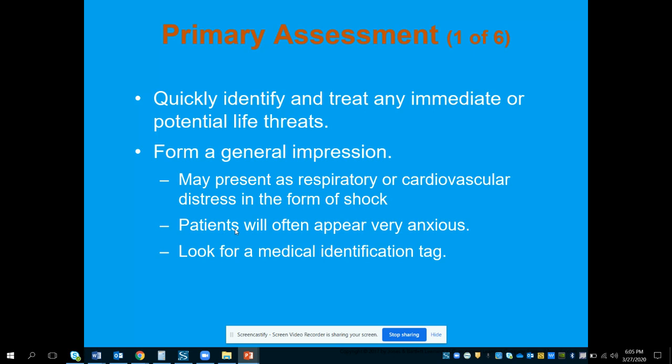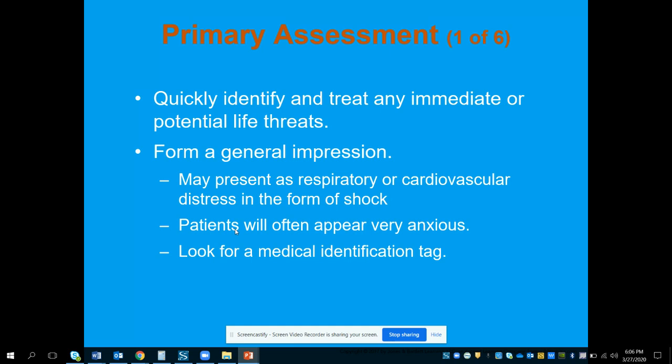Looking at the primary assessment, we want to quickly identify and treat any immediate potential for life threats. And again, the life threat here, the way we're going to treat that is with epinephrine. There are other medications that we can give to help alleviate some symptoms, but what is truly going to make the difference in treating the life threat is the epinephrine.